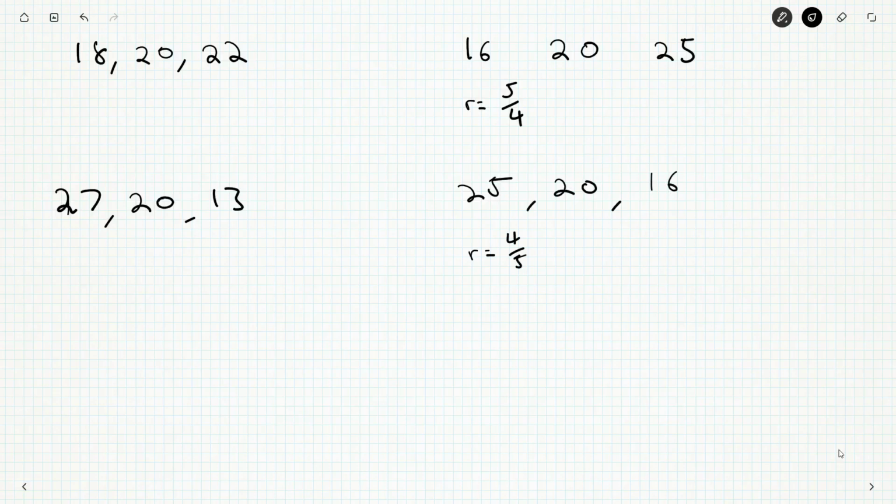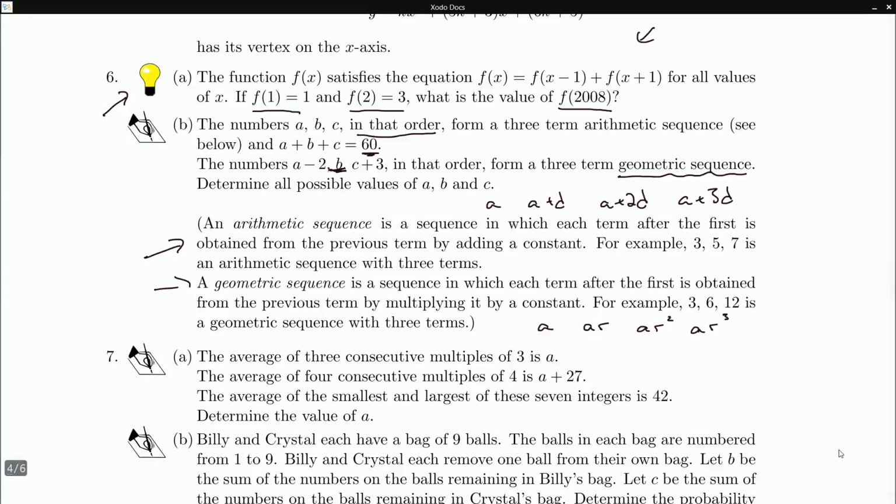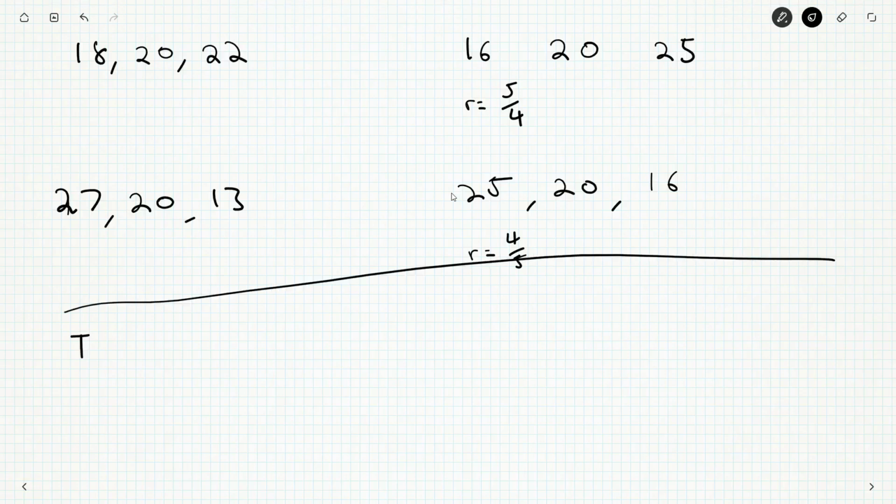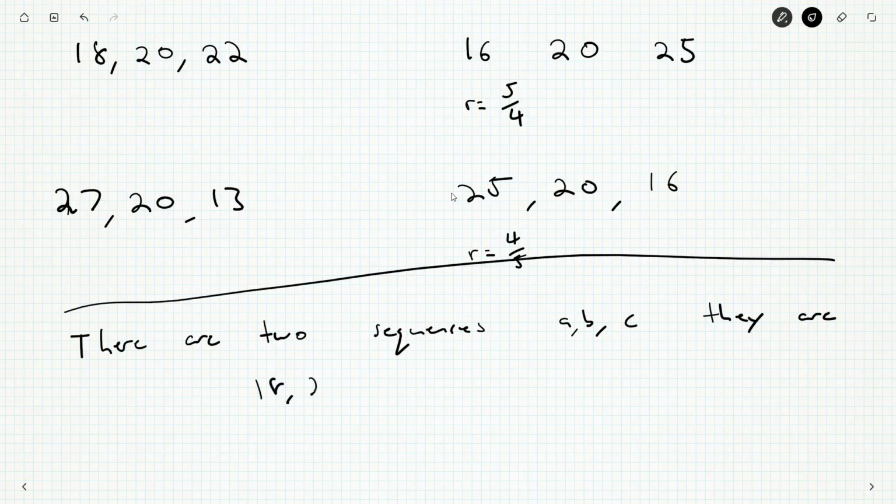You don't have to include it. No one's asking for the geometric sequence. They're just being asked to determine all possible values of A, B, and C. So if you're a stickler for that sort of thing, you could say there are 2 sequences A, B, and C. They are 18, 20, 22, and 27, 20, 13.